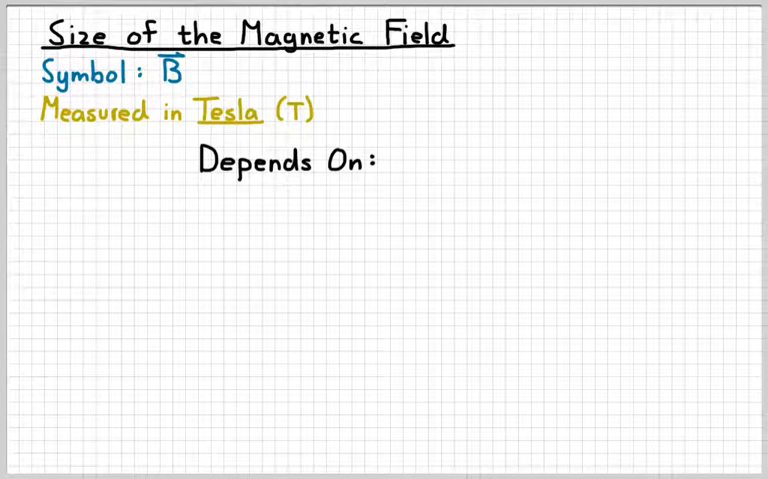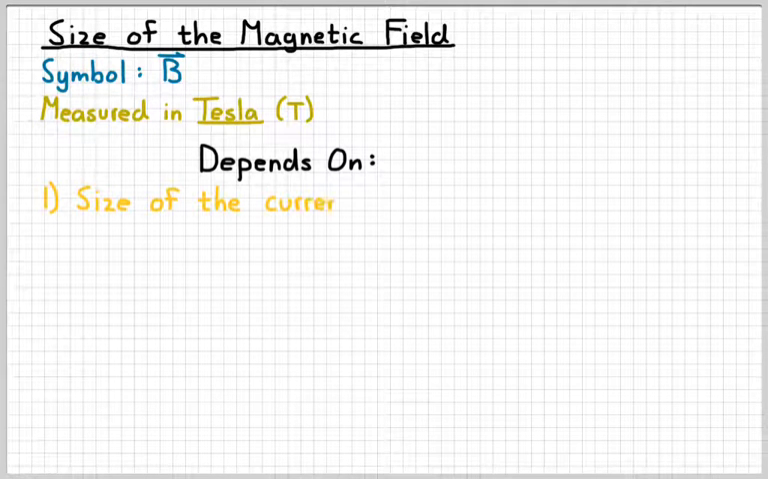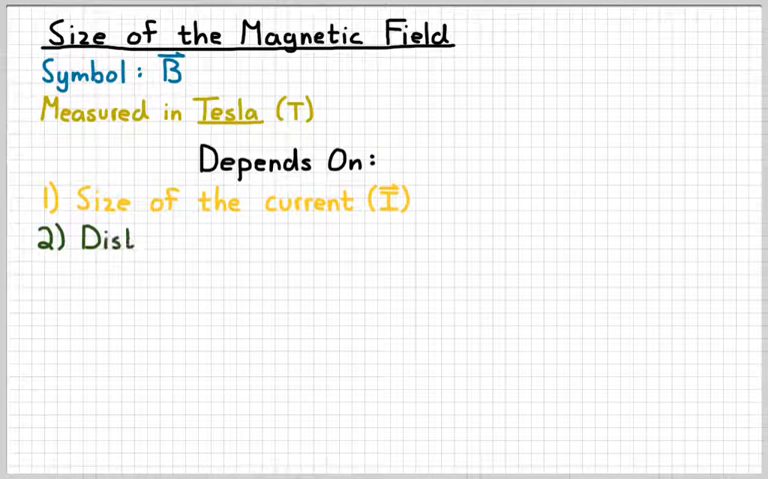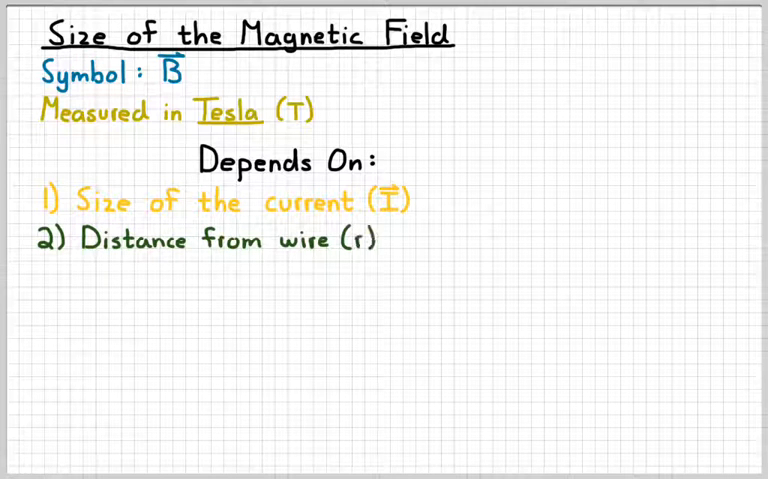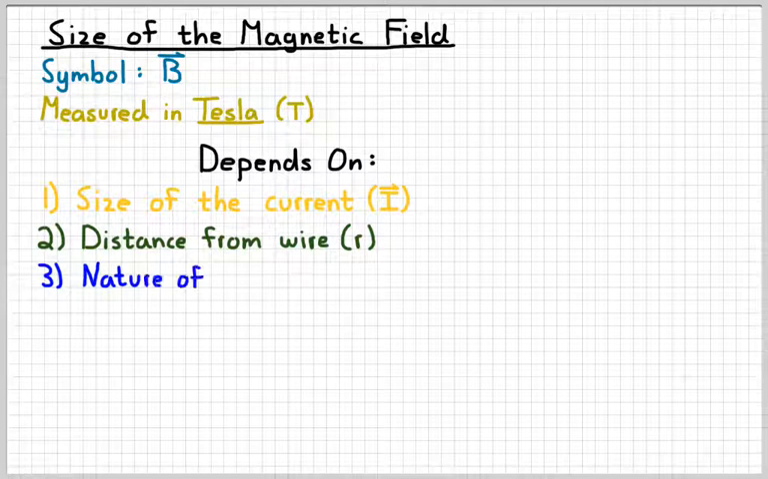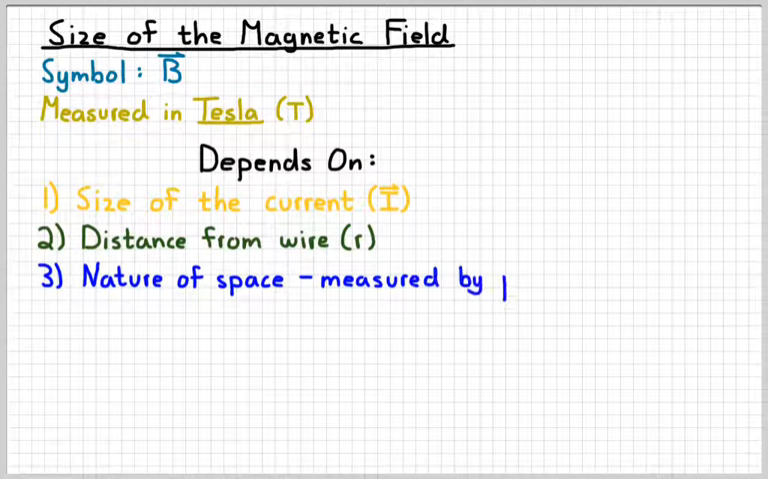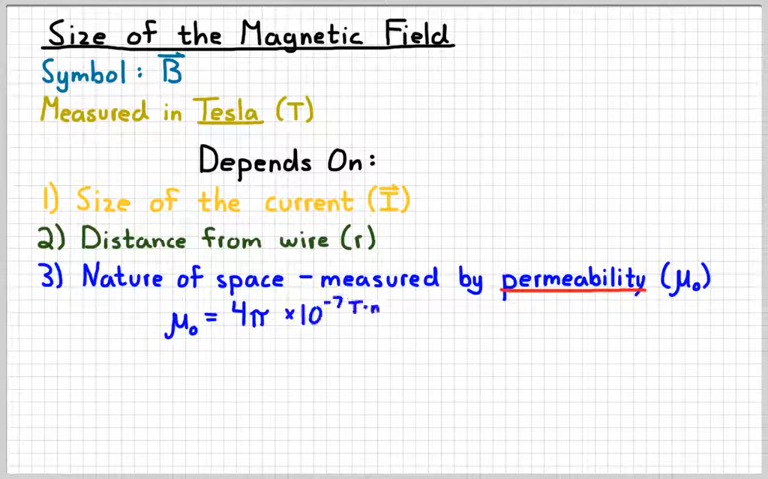The magnetic field depends on three things. One is the size of the current. The more current there is, the bigger the magnetic field will be. The second thing is the distance from the wire. We give that the symbol R. It's a spherical relationship, really, so it's really a radius. And then the third thing is just the nature of space itself. We need a constant to take into account how space is constructed. And that constant is referred to as the permeability of free space, or the vacuum permeability. And it's given the symbol mu subscript 0, or mu naught.